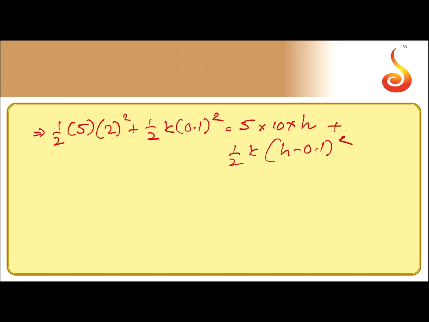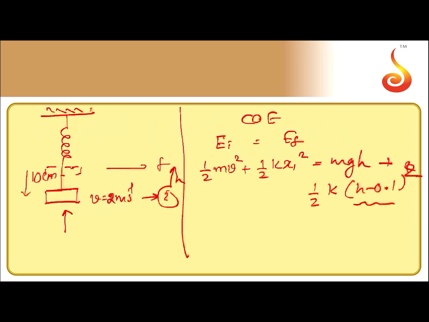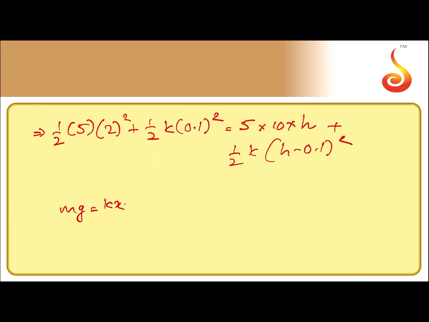Correct? Now you may ask, we don't know the value of k, we can find it out easily. Initially mg is equal to kx, that is kx1, as we have noticed this is the value of x1, and therefore k is equal to mg divided by x1. So we know the value of k, and that needs to go here, and we can simplify this to get h is equal to 0.2 meters. So it's all about energy conservation, finding the total energy initially and total energy finally.